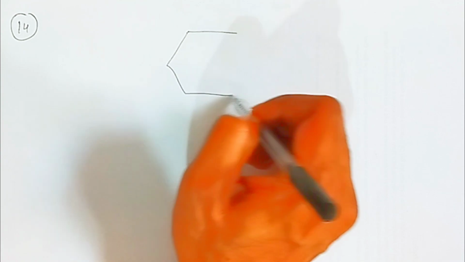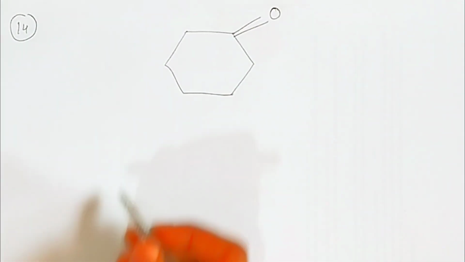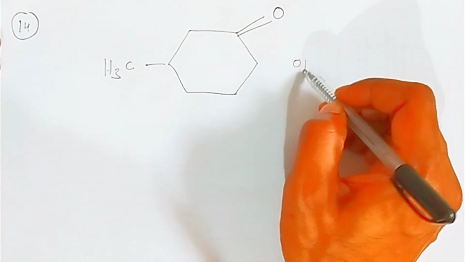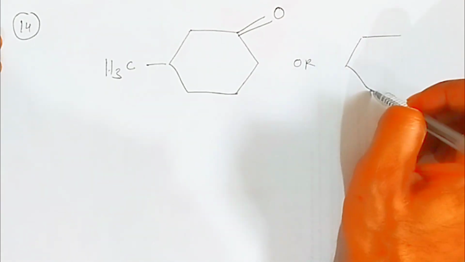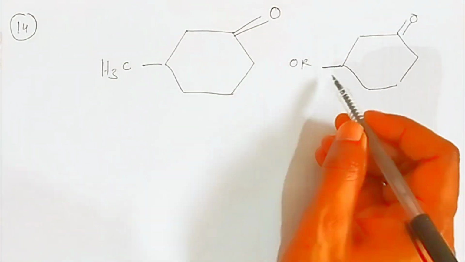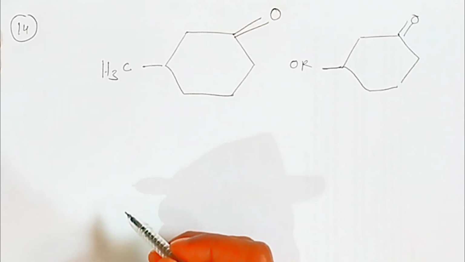This is a cyclic hydrocarbon, students. Here you have oxygen, and here you have what? Methyl. Or you can also represent it like this, and sometimes they represent it like this. This methyl they show like this, as one line. Okay students, so what will be the name of this molecule?